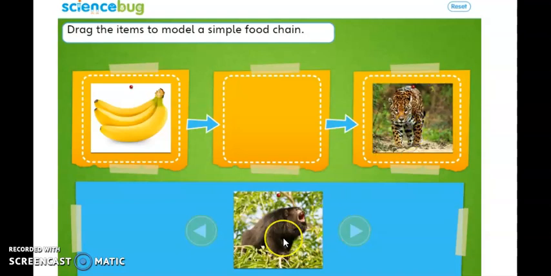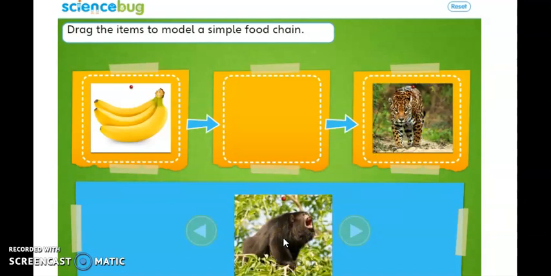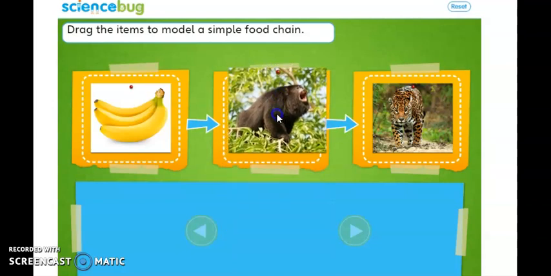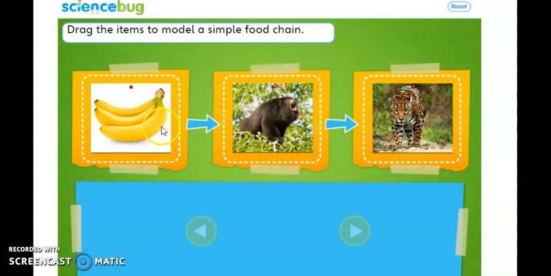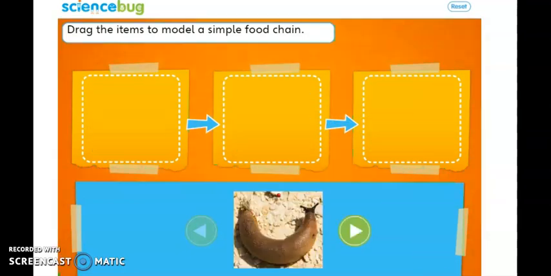And then now we have this monkey, chimpanzee, over here. So the chimpanzee feeds on plants, so we will put it there. So now you can see the flow of energy from the banana, which is a plant, to the chimpanzee, then to the jaguar, like that, okay? So as we all know, we can also try this.